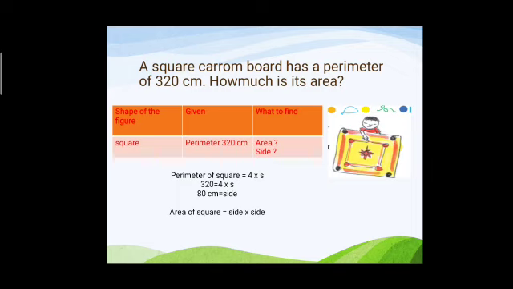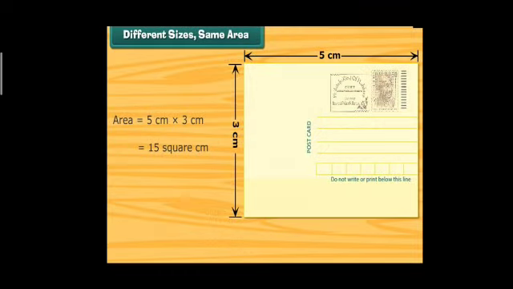Students, what is the side? 80 centimeter. Then 80 into 80. That means 6400 square centimeter. As we have said earlier also, we will put square when we find out the area. Let's move ahead. Therefore, the area of the carom board is 6400 square centimeter.